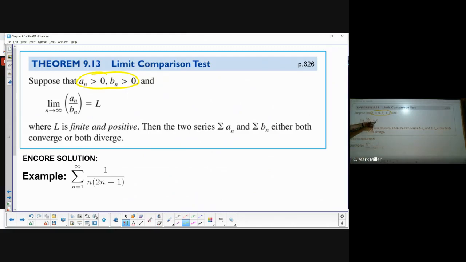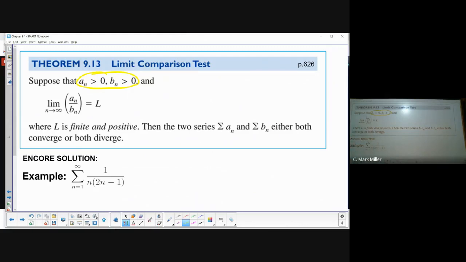And if that limit is finite and positive, then both series converge or diverge. Now, you want to compare it to a series that you know. If you don't know if this one converges or diverges, it doesn't do any good to compare it with another one that you don't know. You've got to compare it with another one that you know. And then if the limit is positive and finite, then the one you know and the one you don't know have to do the same thing.